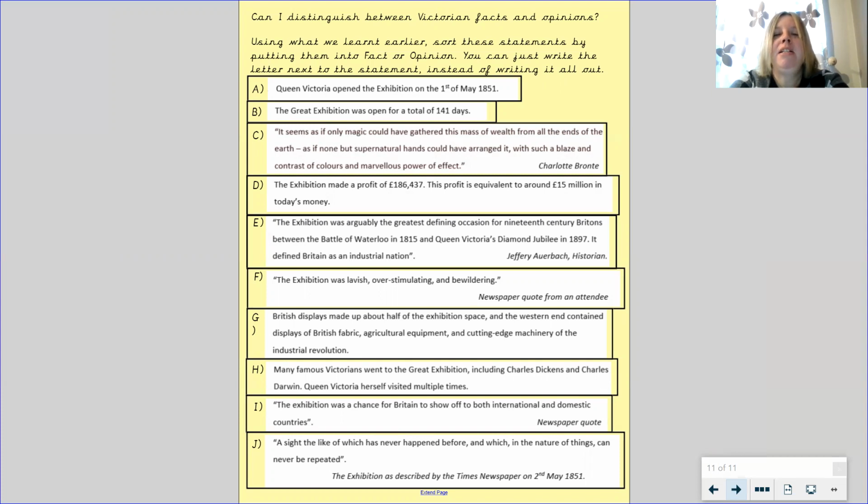You now need to carefully read the statements. You need to decide if the statements are a fact or an opinion. If you need to check what facts and opinions are, you can stop the video and go back and look at the information that we talked about earlier on.